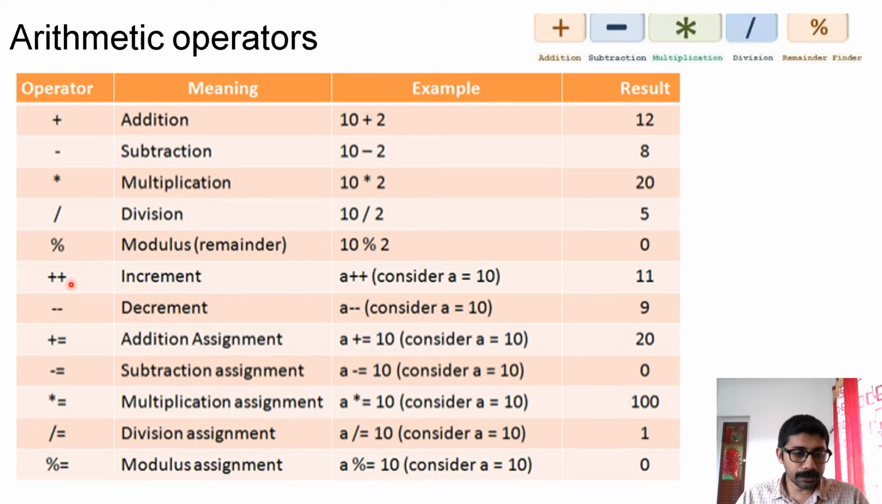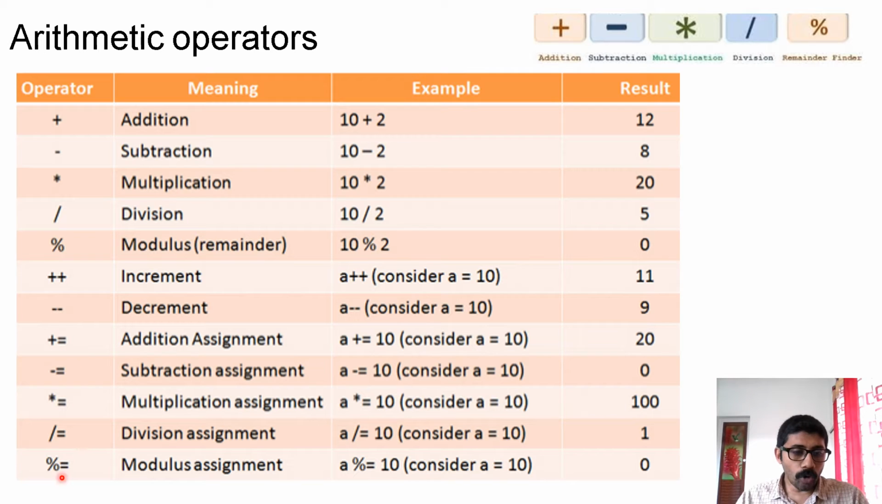Then you can see plus plus, that is to perform the increment operation. That means plus 1. See, a plus plus is nothing but a equal to a plus 1. Means if a is 10, the result a plus plus will give you 11. Decrement is to decrement 1. A minus minus, when a is 10, will give you 9.